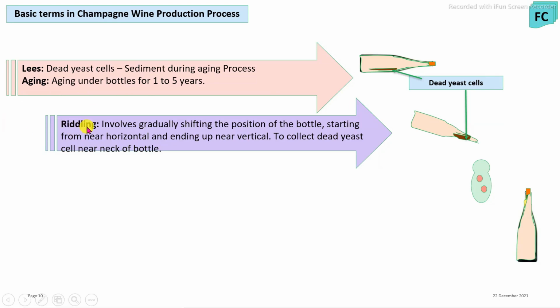Then the riddling process. Riddling involves gradually shifting the bottle position from near horizontal to ending up near vertical. That means the bottles are gradually shifted so that the sediment particles collect near the neck of the bottles, and this is called the riddling process.